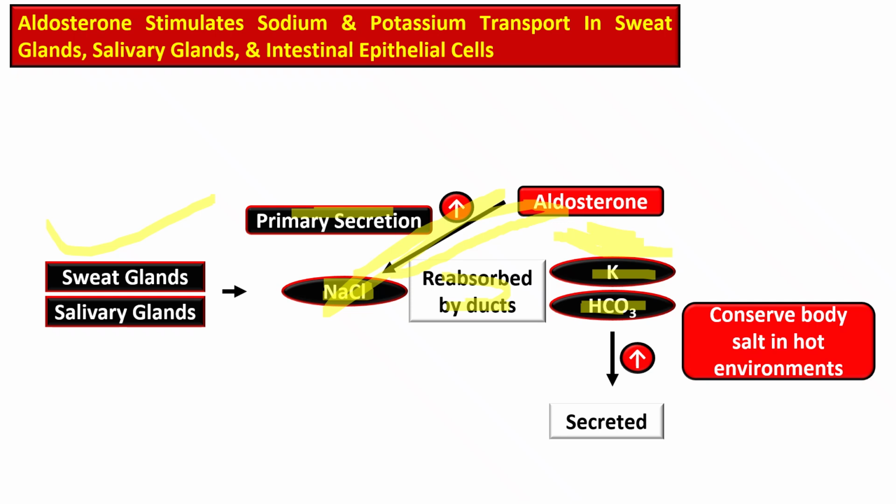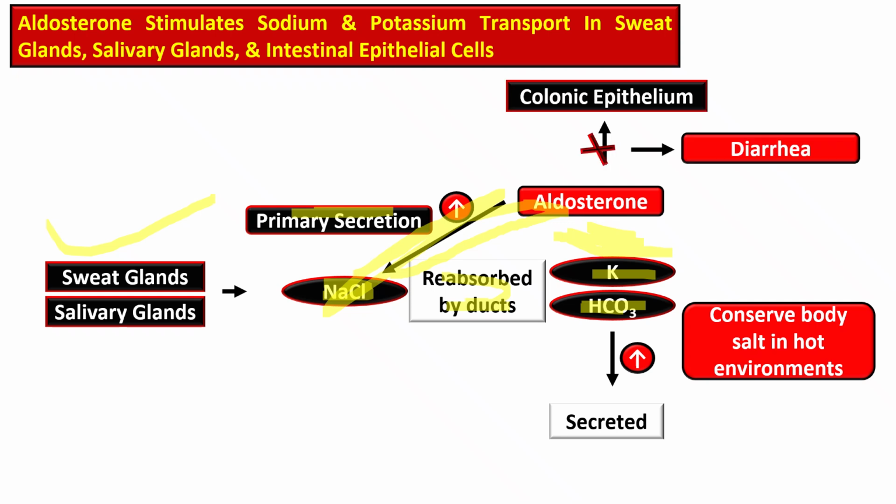The intestinal epithelial cell is also affected by aldosterone. There is increased sodium reabsorption, and after the sodium reabsorption, water and chloride absorption occurs passively following the sodium. If there is a deficiency of aldosterone, that will result in less absorption of sodium. So the chloride ions along with water are not absorbed, and it will result in diarrhea and salt loss.